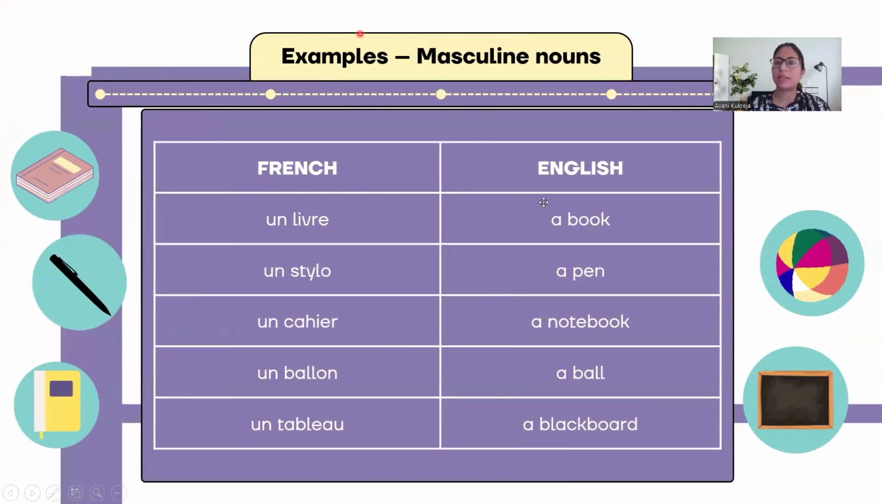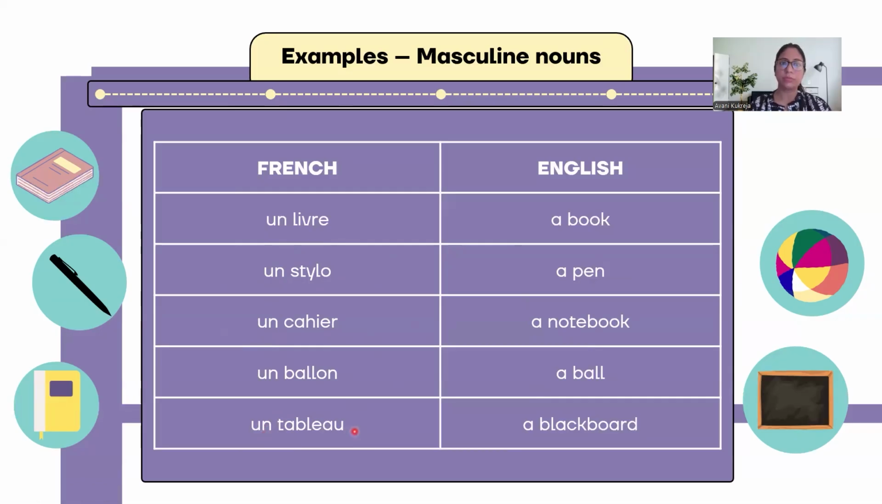Okay. The masculine nouns. Now, book in French is masculine, and book in French is livre. A book will be, everyone repeat with me, un livre. Pen in French is un stylo. A notebook in French is un cahier. The H is always silent in French, remember. There is no H sound in French. So once again, un cahier, un ballon, un tableau.